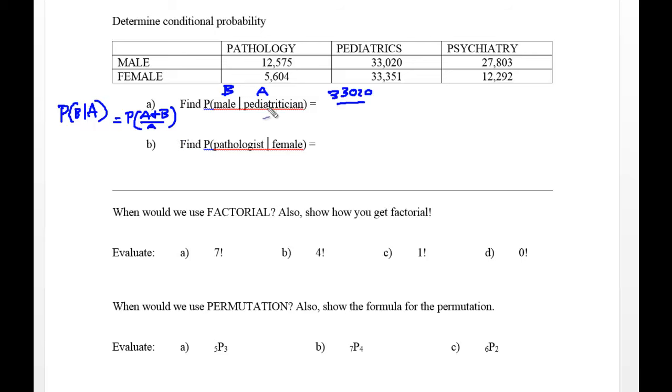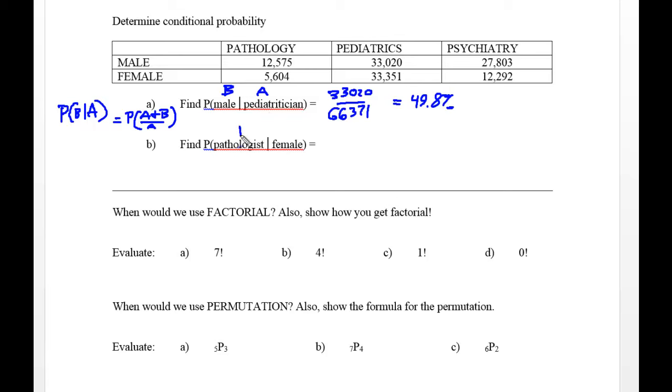And the group of pediatricians would be the sum of these two numbers here, which is 66,371. If we do our division, we get an answer of 49.8%. And again, according to the problem setup, we were looking for the chance of getting a male pediatrician out of the group of pediatricians.